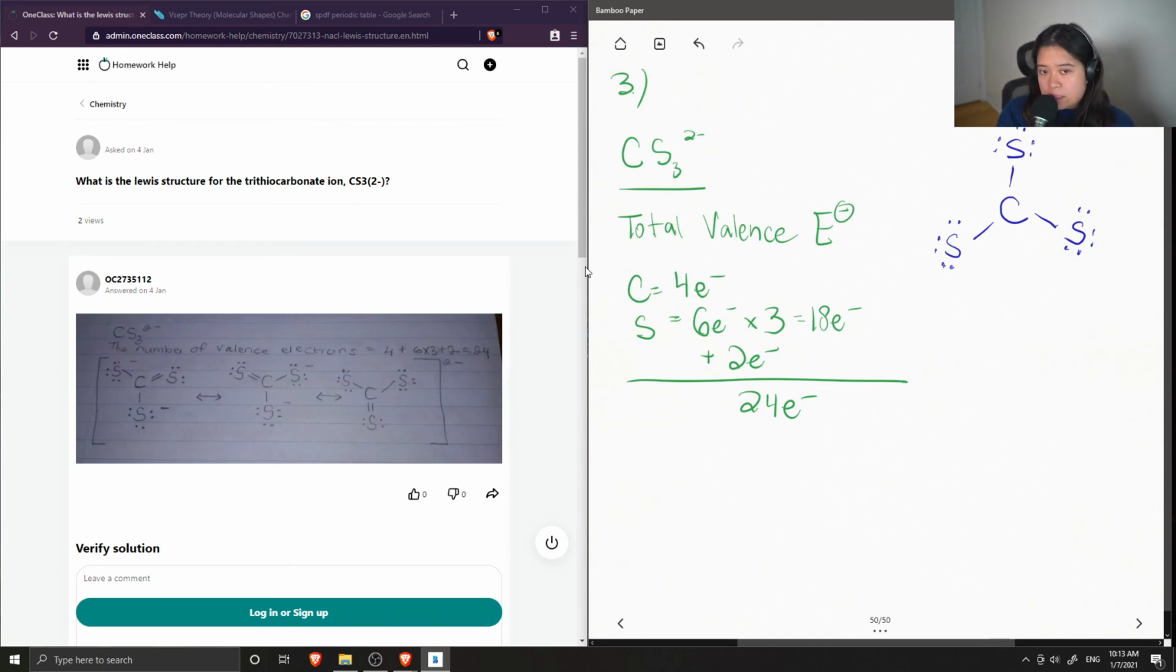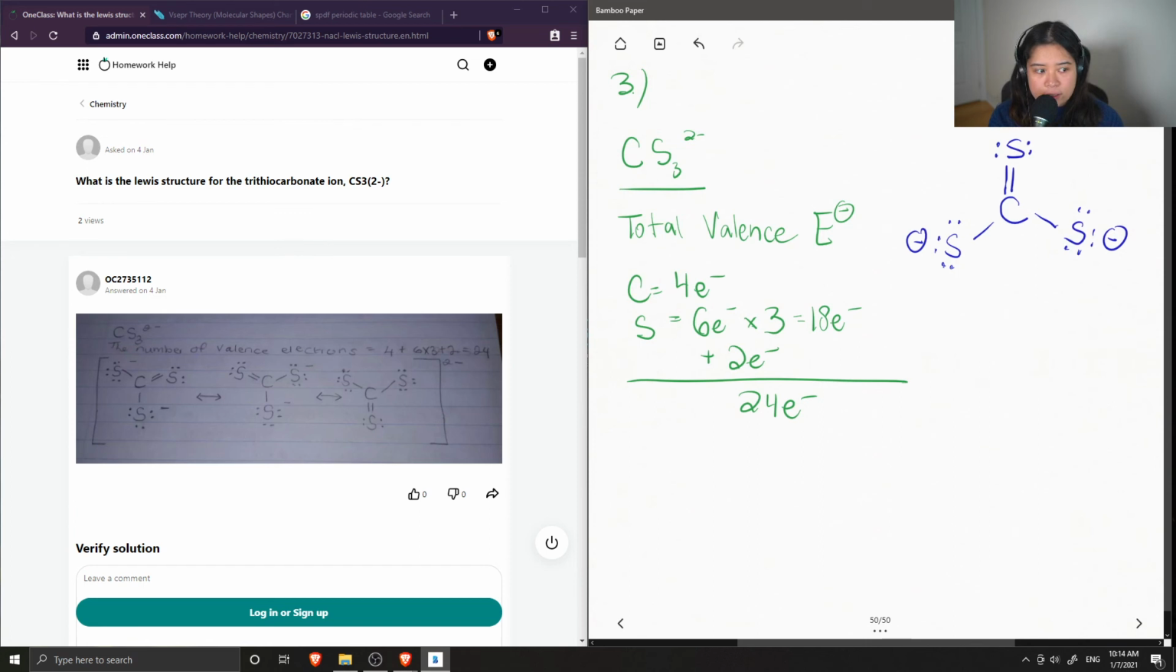But since the carbon doesn't have a full valence shell, I'm going to bring one of these electrons down to form a double bond with the carbon. So now we have the following molecule, and these 2 sulfurs will contain a negative charge.